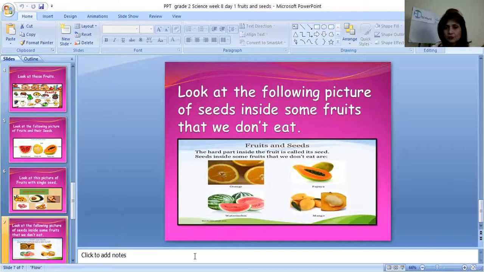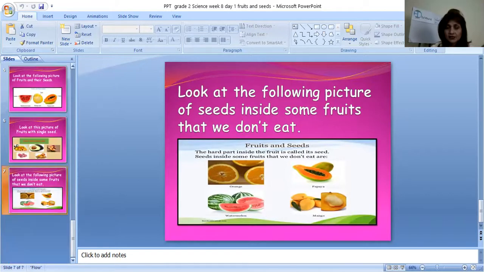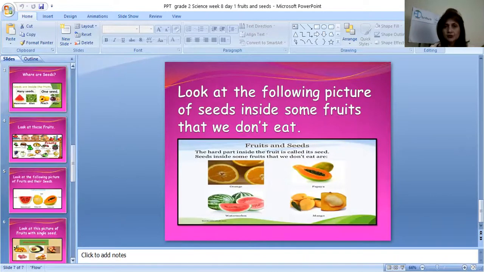Seeds inside some fruits that we don't eat. We don't eat the seeds of oranges, we don't eat the seeds of watermelon, we don't eat the seeds of papaya and mango, actually we don't eat the seed of mango. So these were different fruits with their seeds, right?